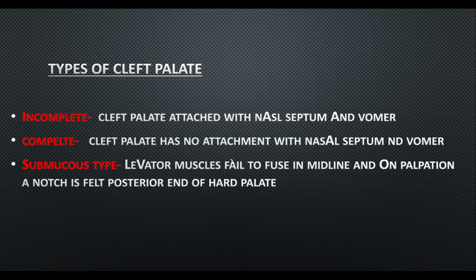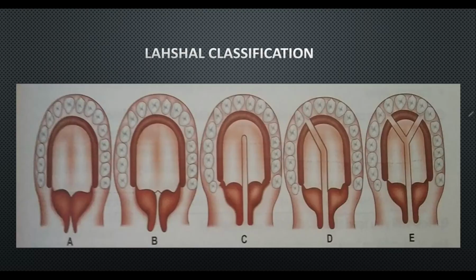Next, coming to types of cleft palate, this is most important. When we say it is a complete cleft palate, it is when the palate is attached to the nasal septum and the vomer bone. If there is no attachment between the nasal septum and the vomer bone, then that is called the incomplete cleft palate. Submucous palate, I have already said, is when the levator muscle fails to fuse in the midline, and on palpation a notch will be felt at the posterior end of the hard palate. These are the three varieties of cleft palate.